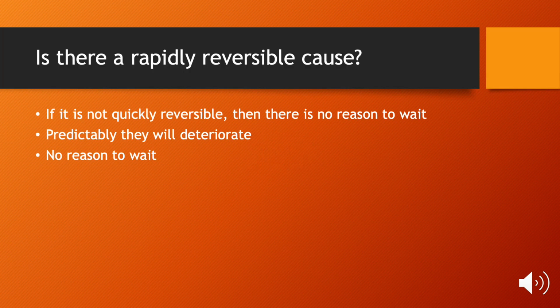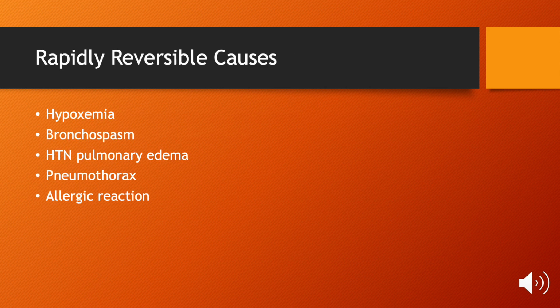So if you don't have an emergent indication to intubate, you ask yourself the next question, which is, is there a rapidly reversible cause? If not, you should quickly move on and intubate the patient. It is predictable that patients without a reversible cause will quickly deteriorate and likely arrest. There are not very many rapidly reversible causes.